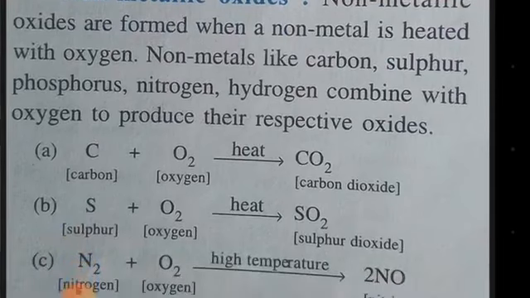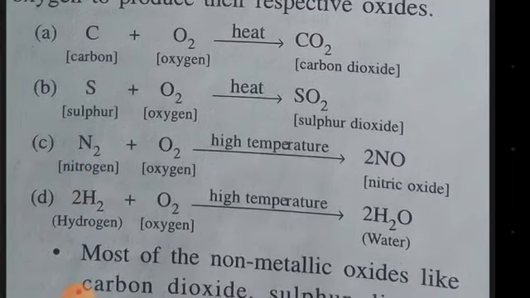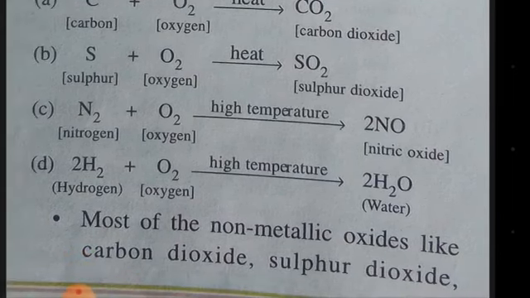You can see here carbon plus oxygen. That means carbon on heating with oxygen gives carbon dioxide, and then sulfur on heating with oxygen gives sulfur dioxide. S plus O2 gives SO2. Then nitrogen on heating with oxygen at a very high temperature gives nitric oxide, NO. Then hydrogen on heating with oxygen gives water, that is H2O.